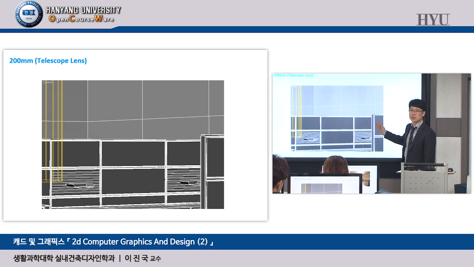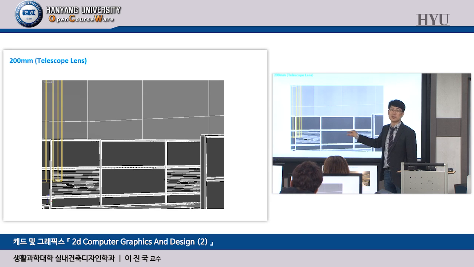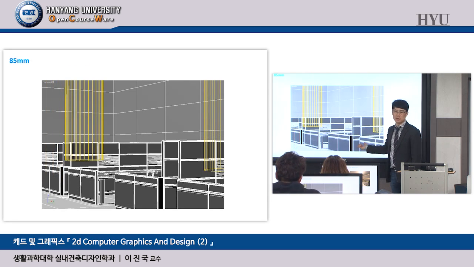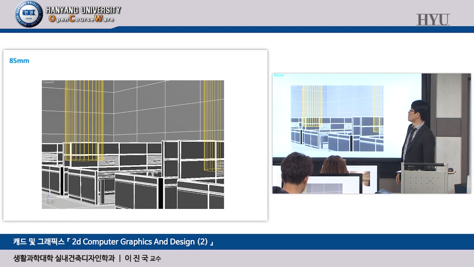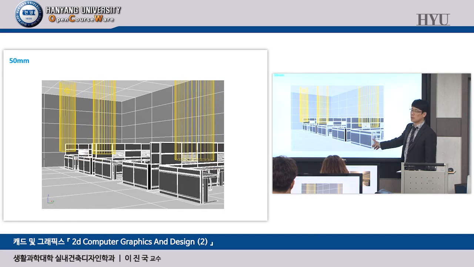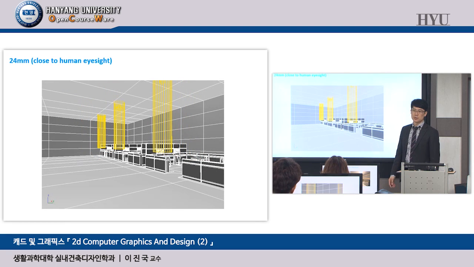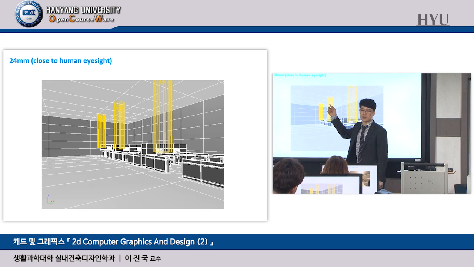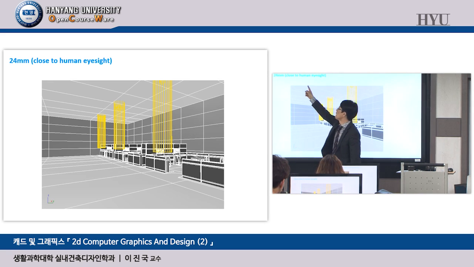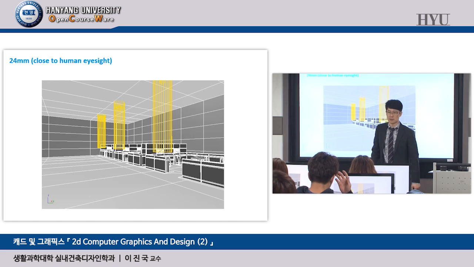This time, it's 3D Max. In 3D Max, you place the 200 millimeter camera, and then you change to 85 millimeters. Okay, this is 85 millimeters, and this is 50, 35, and 24 millimeters. You should remember 24 millimeters, simply because it is close to human eyesight.